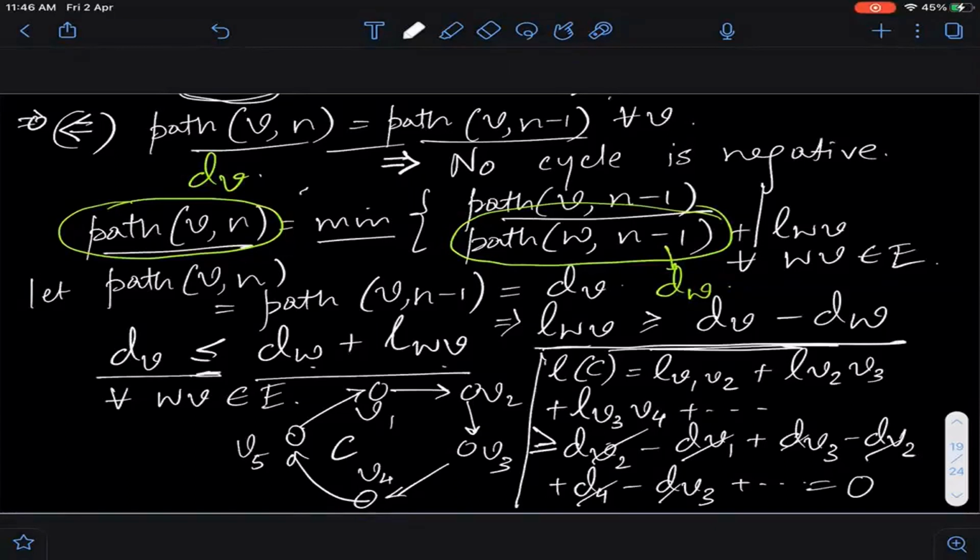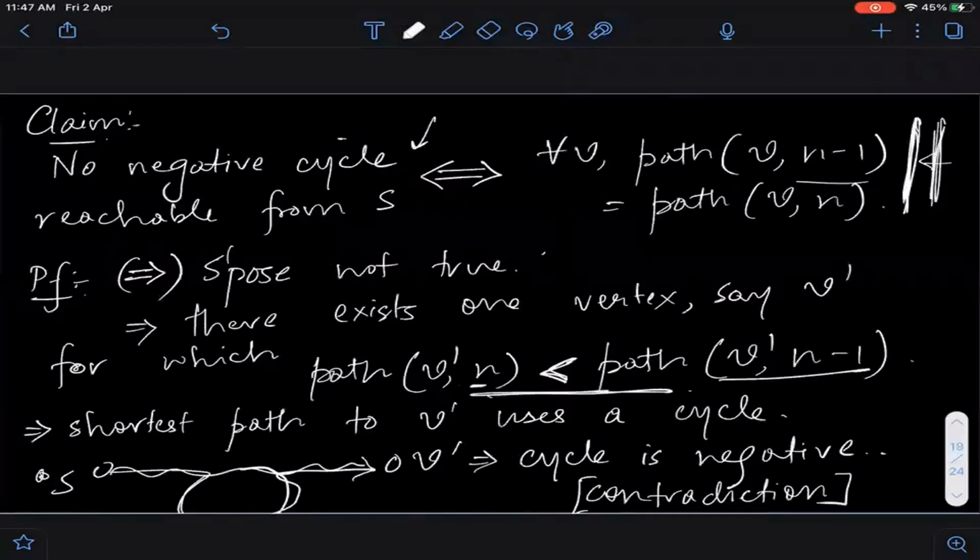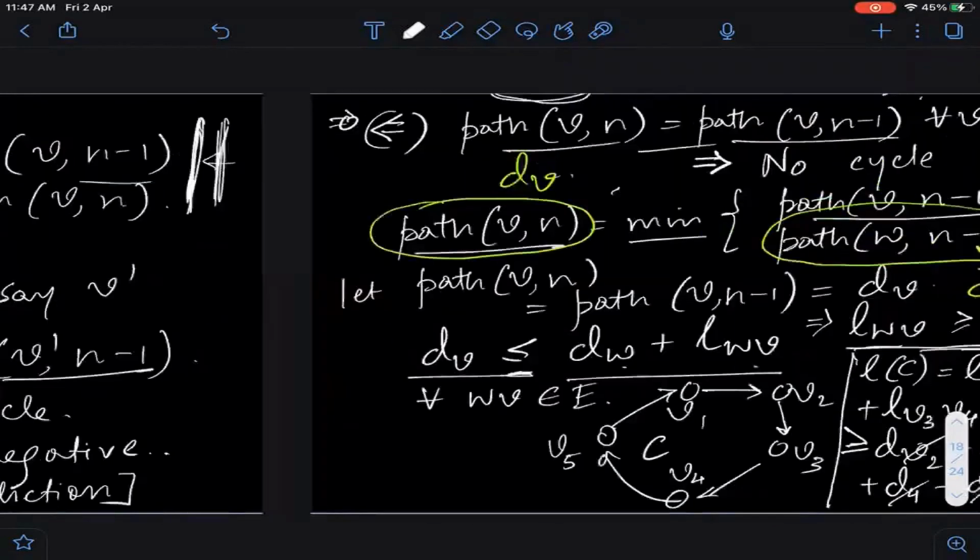So if the premise that we have is true for all vertices, that path v comma n is equal to path v comma n minus 1 for all v, then this implies that no cycle in my graph can be negative. And remember, this is not a special cycle. I just took any arbitrary cycle and I proved this fact. Okay, so this completes the correctness of the cycle detection part of Bellman-Ford. The two things together, the one which we proved in the previous page and the one that we proved here.